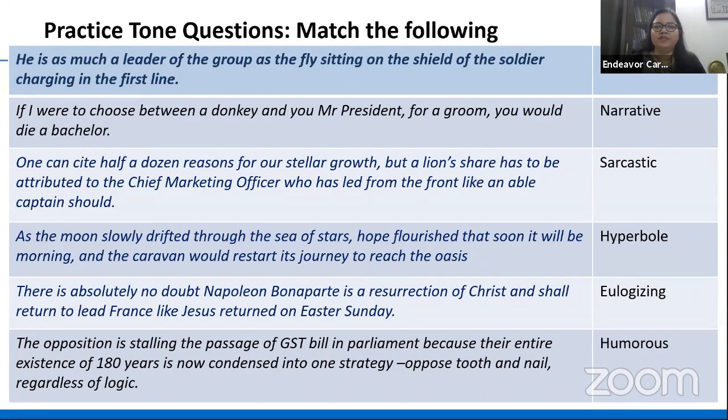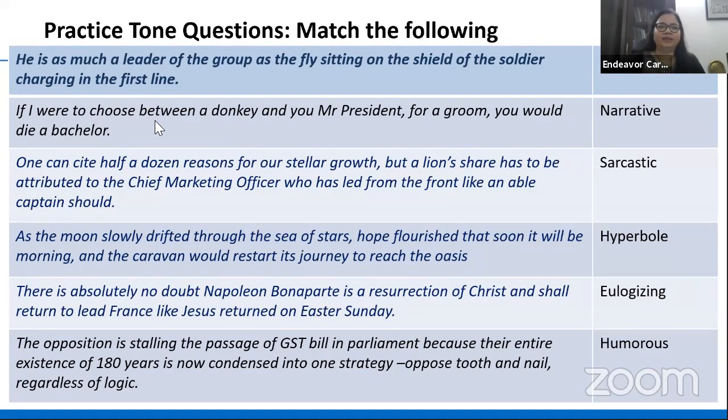I'm making fun of this leader by comparing him to that fly sitting on the shield of this soldier, meaning the opposite, that he's not a leader. That is sarcasm. You can see the sarcasm there. I'm criticizing the leader, I'm making fun of him, and I'm saying something, but meaning the opposite.